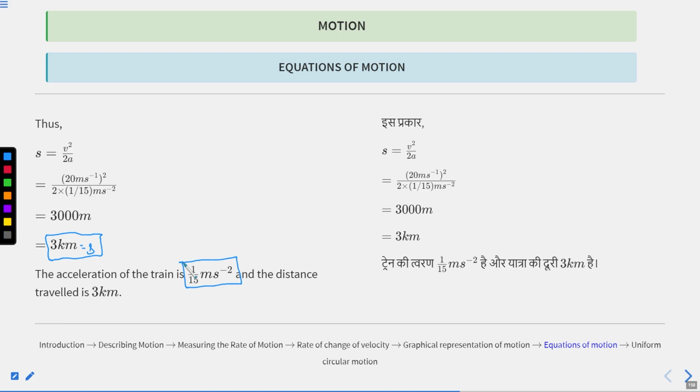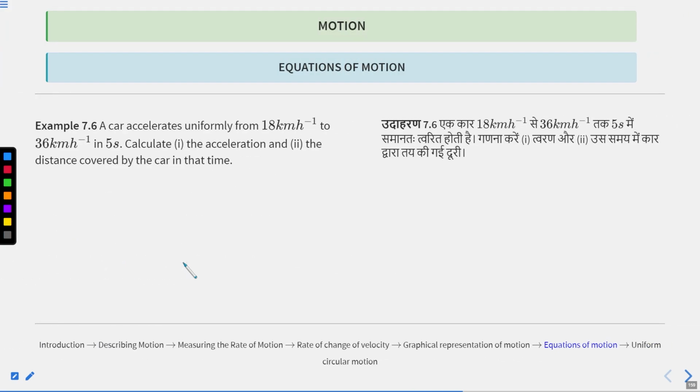Is this question clear to you, class? I hope so. So let's move on to the next question. Question number 7.6. A car accelerated uniformly from 18 kilometer per hour to 36 kilometer per hour.